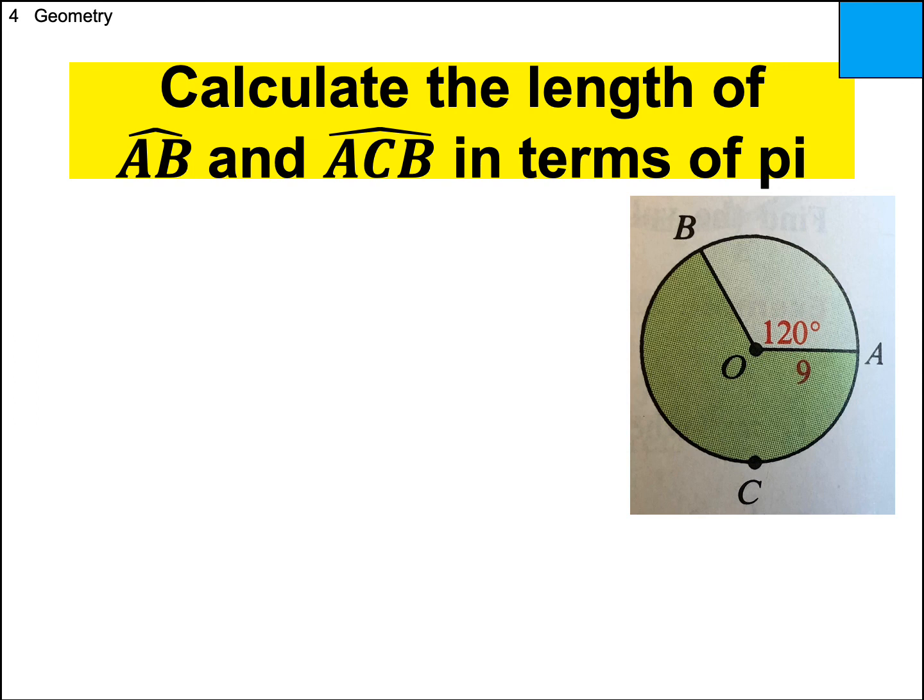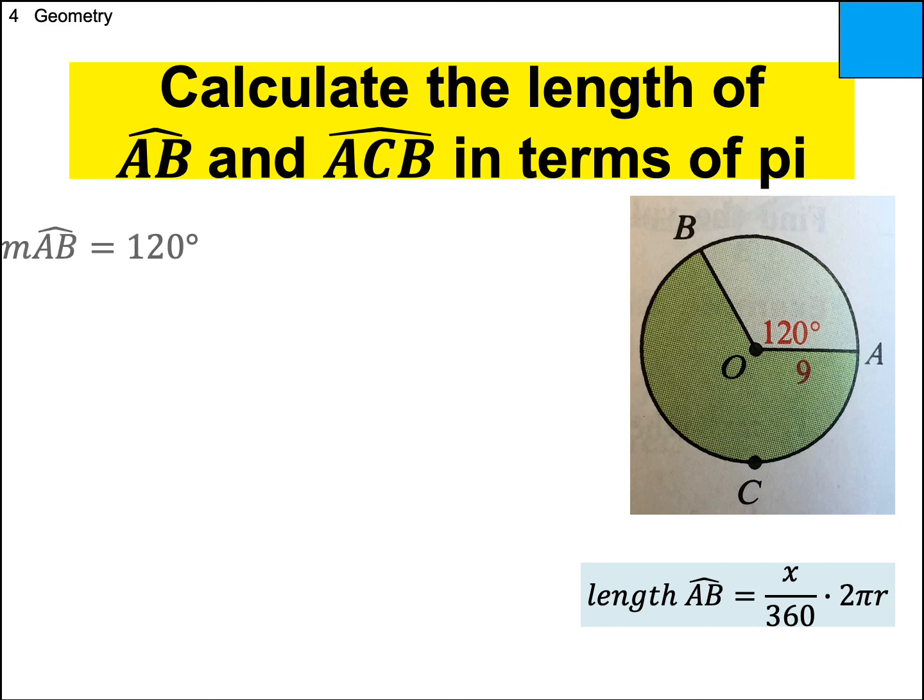So it's asking us to calculate the major and the minor arc. The minor arc is AB, and the major arc is ACB. It doesn't matter which one you do first, we'll do the minor arc first. So let's do AB. We need the measure of the arc. It's not listed, however, the central angle is listed as 120. Therefore, if the central angle is 120, then we know that the arc measure is 120.